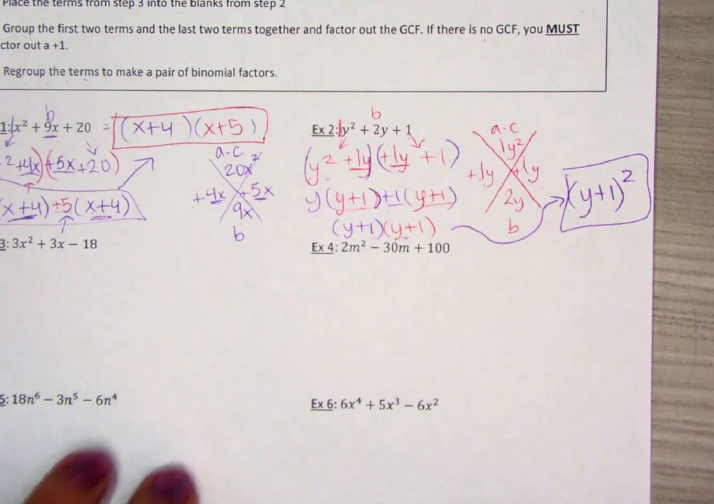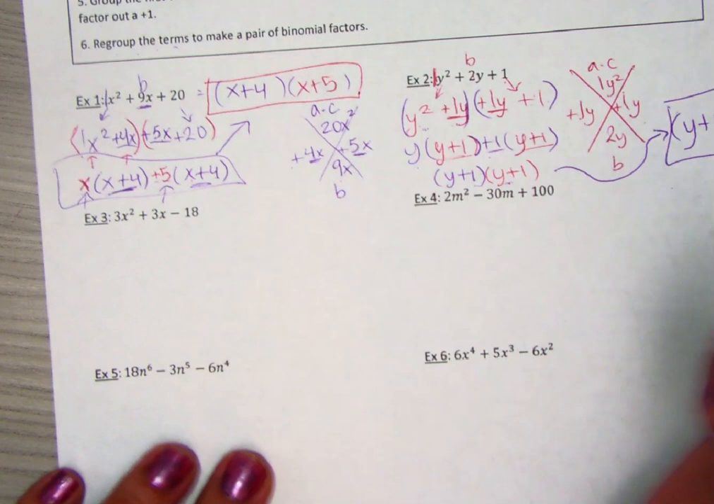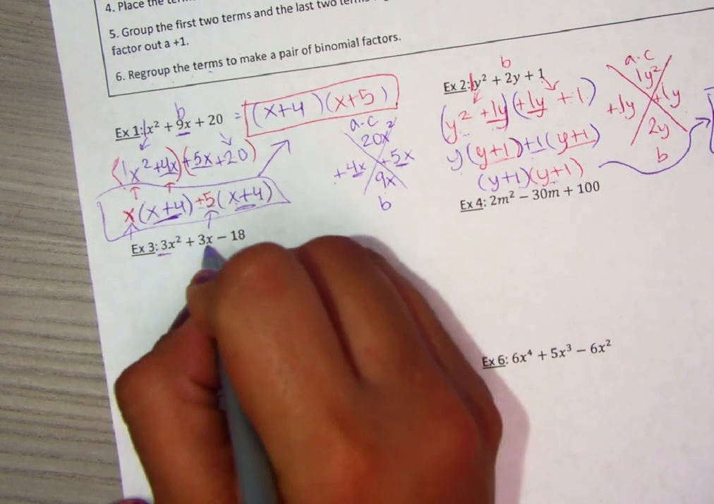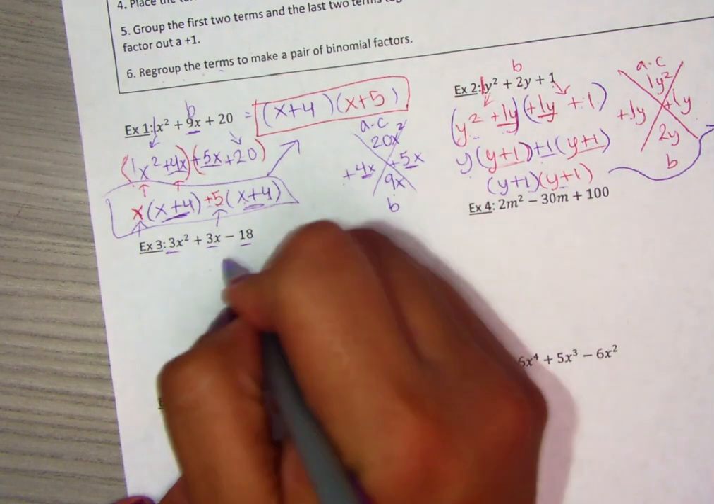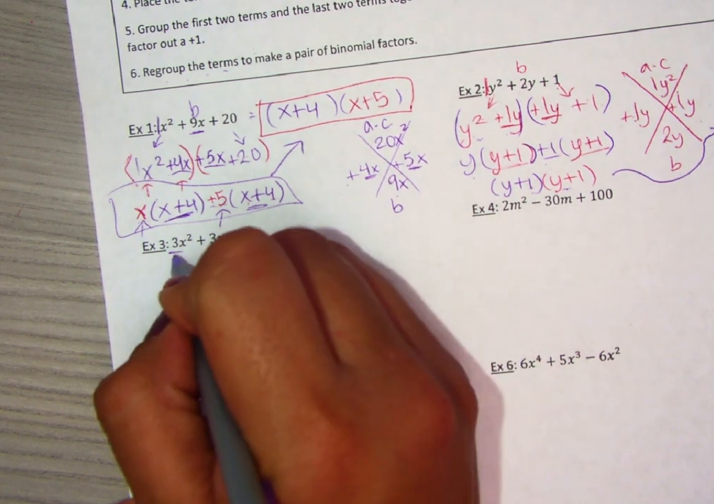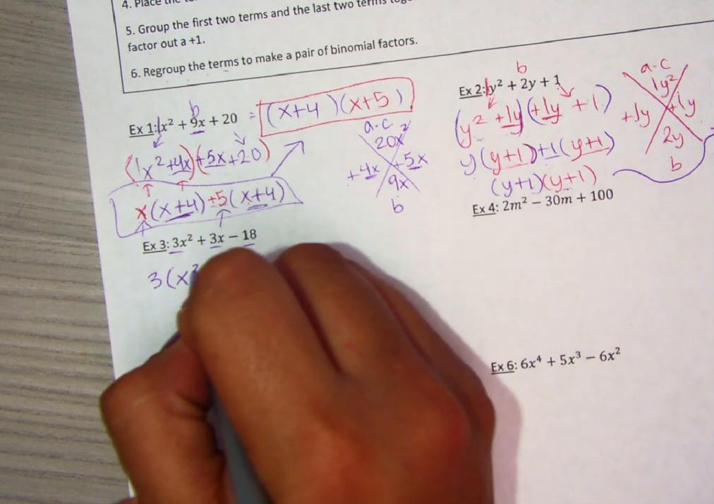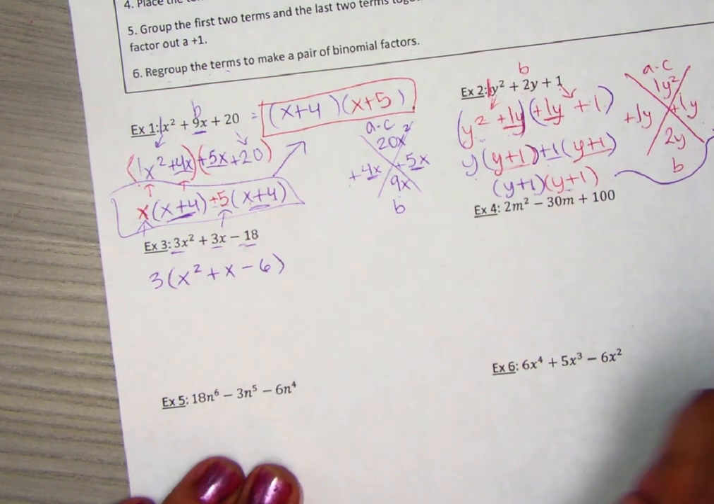Okay, let's try the next one. If at any moment you want to try these on your own, just pause the video and then just press play to check if you did it correctly. All right, so we're going to check if 3, 3, and negative 18 have any GCF. 3, 3, and 18 are divisible by 3, so you're going to have 3 as your GCF. And you're left with x squared plus x minus 6 if you divide each one by 3.